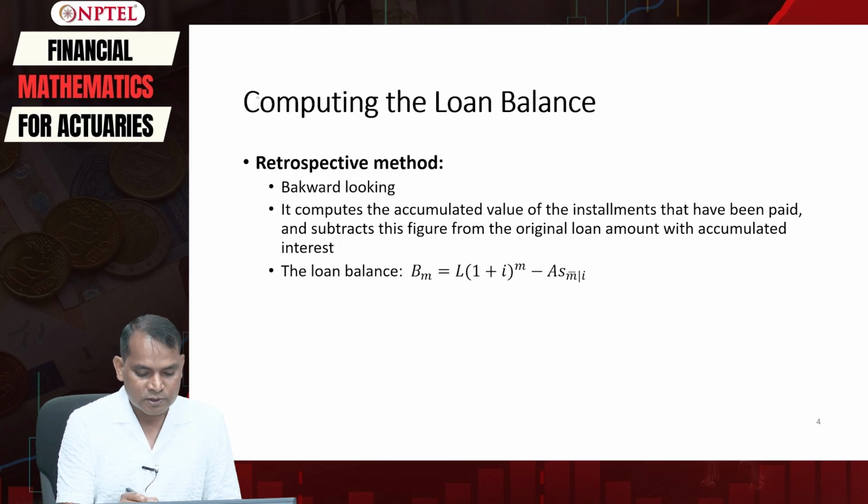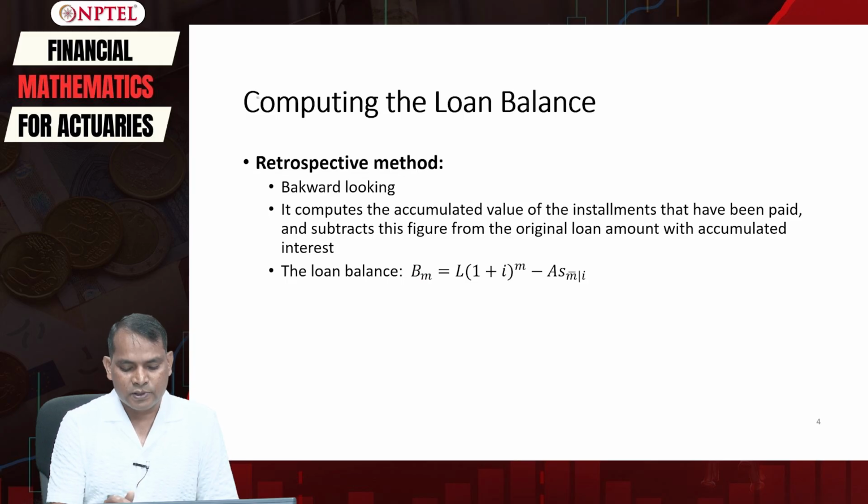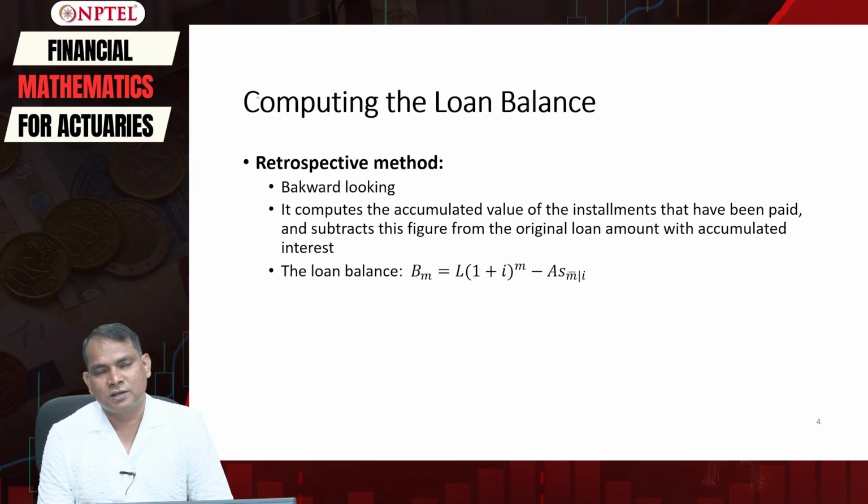Okay, so the loan balance can therefore be computed as B_M = L(1+i)^M - A s-angle-M at i. This is the future value of the annuity, right? Please recall that we have also understood that the prospective method and the retrospective method give us exactly the same answer, and therefore these two methods are equivalent.